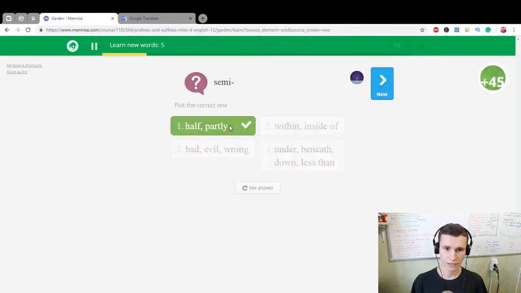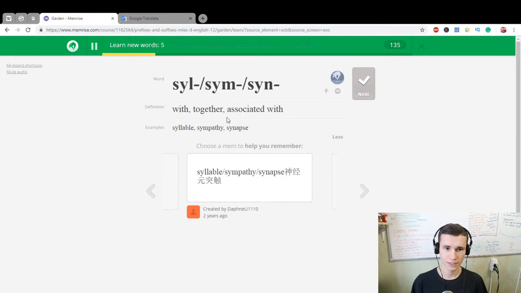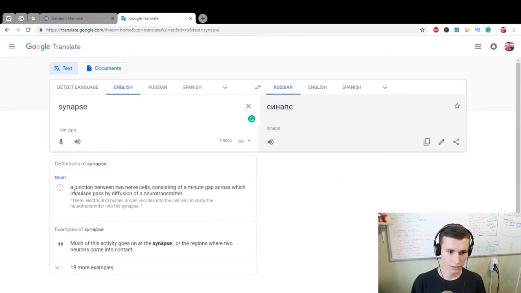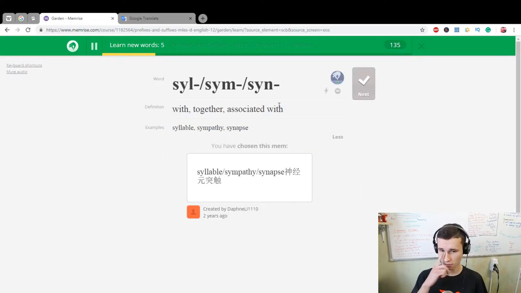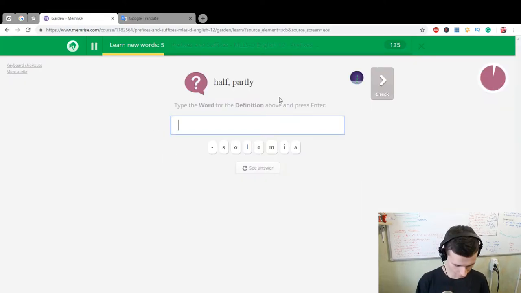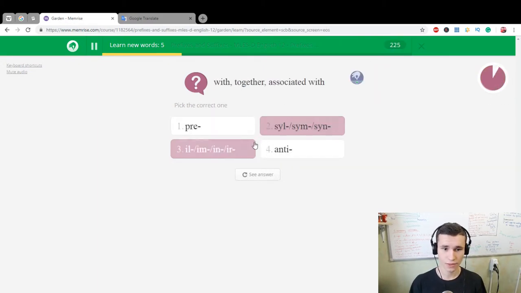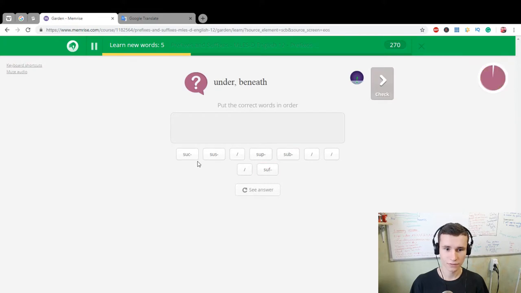Semi, half. Syn: seal, seem, seen, with, together, associated with: syllable, sympathy, synapse. What is a synapse? Between two nerve cells. Okay. Half, semi, above, greater, super, with, together, seal, under, beneath, sub.